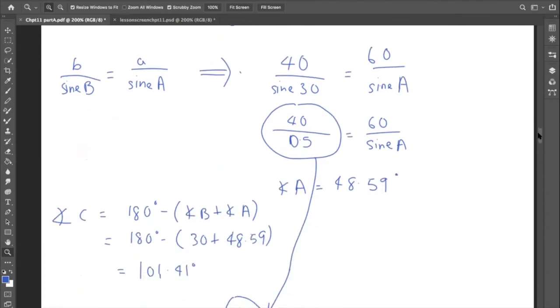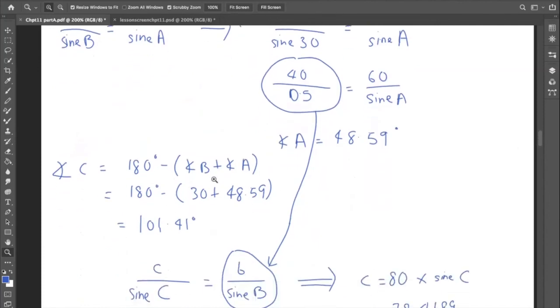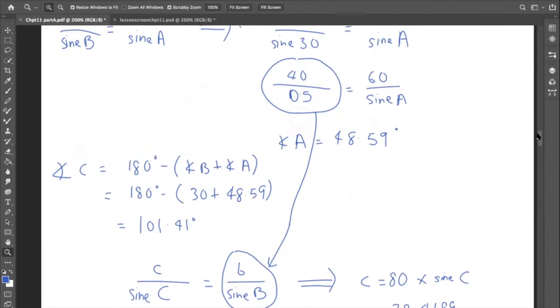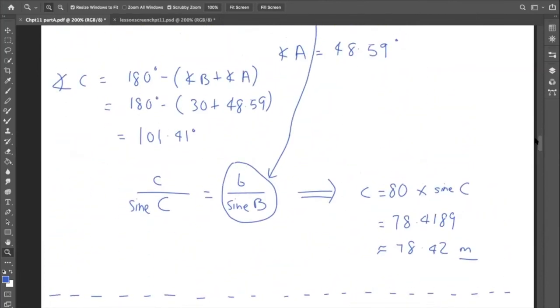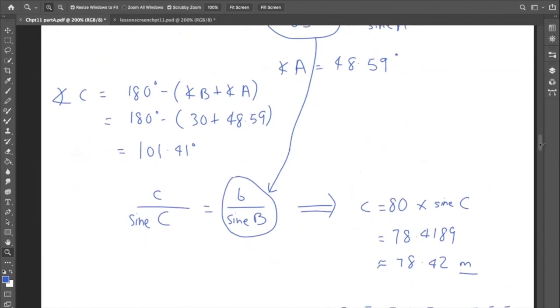So moving on to find angle C. Since we know angle B and angle A, we just have to take 180 degrees minus the total here. So 101.41 degrees. So that will be 1D. Okay, 1D so far okay? Yep.